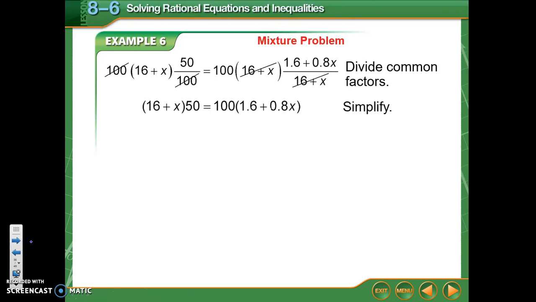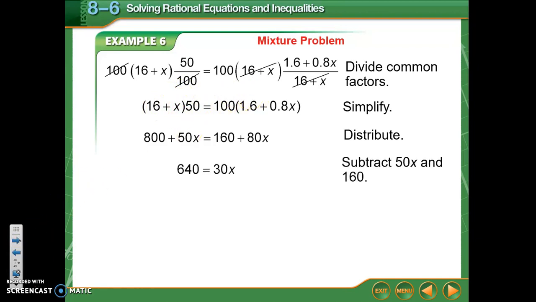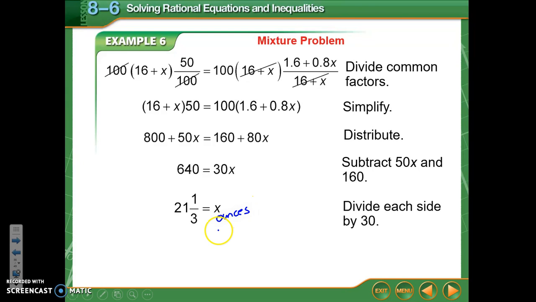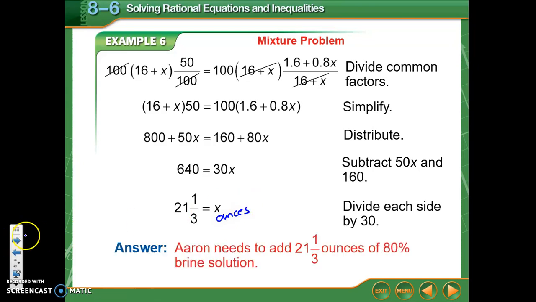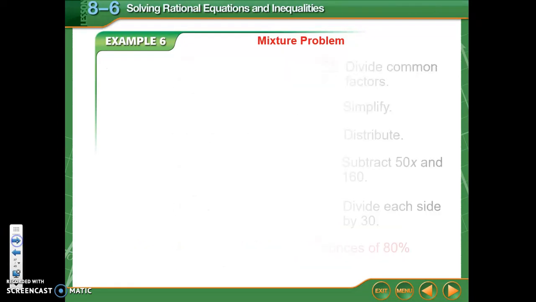That's what they show us here. And then we just have to simplify. So we're going to distribute that 50 and distribute the 100, and from here I just solve like normal. So I end up with 21 1/3 equals x. Remember, x is the amount of ounces of my brine solution that I need to add, the 80% brine solution that I need to add. So Aaron needs to add 21 1/3 ounces of 80% brine solution to the 16 ounces of 10% solution to end up with a solution that will be 50% brine or 50% salt.